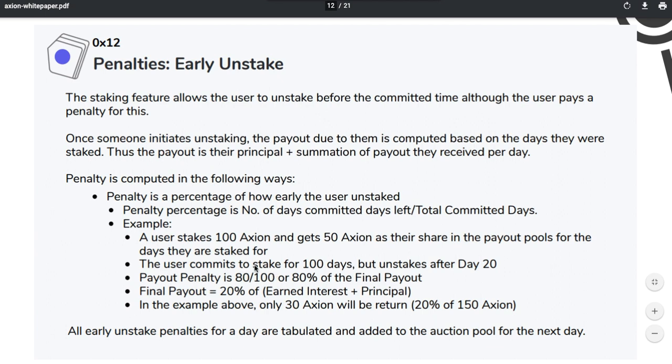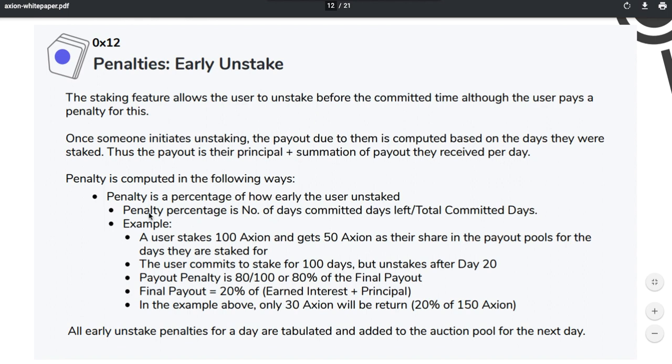The user commits to stake for, let's have a look at this example. A user stakes 100 Axion and gets 50 Axion as their share in the payout pool, so that's the reward for the days they are staked for. The user commits to stake for 100 days, but unstakes after day 20, which is 20% of the time that they had staked. Now the payout penalty is going to be the remaining days. If they've already served 20 days, they've got 80 days left. So the penalty is 80 days left divided over 100, the total amount of days they're going to be staked. That's 80% of the final payout.